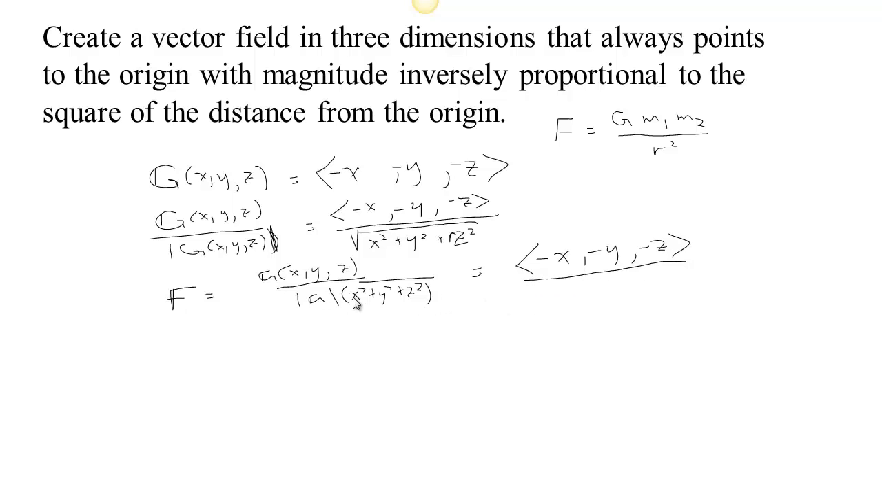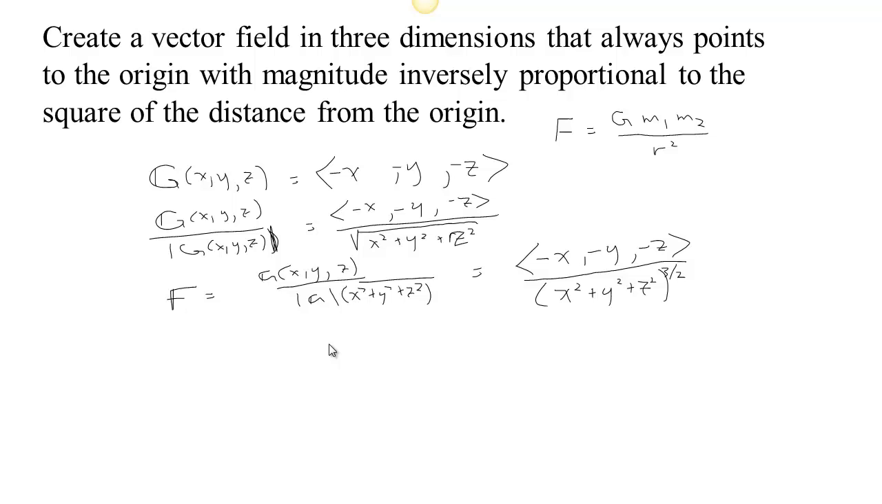This is the square root of x squared plus y squared plus z squared, and then we have x squared plus y squared plus z squared to the 1. So all together we have x squared plus y squared plus z squared to the 3/2. So if you look at the length of this vector, the length of F, then you're always going to get 1 over x squared plus y squared plus z squared, which is the square of the distance from the origin. So this is the kind of vector field that you see around the Earth, or around the Sun.